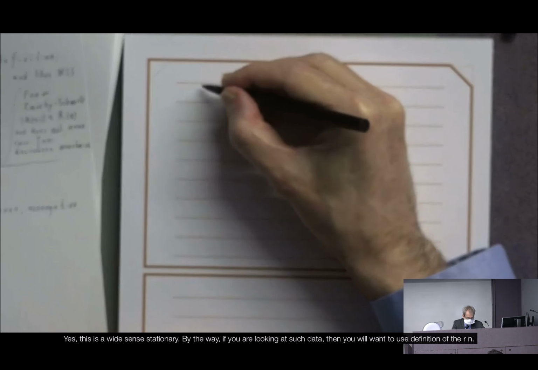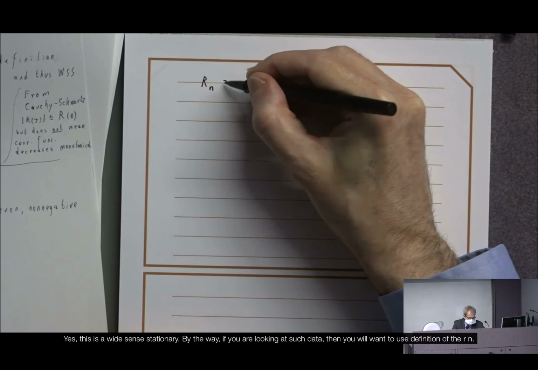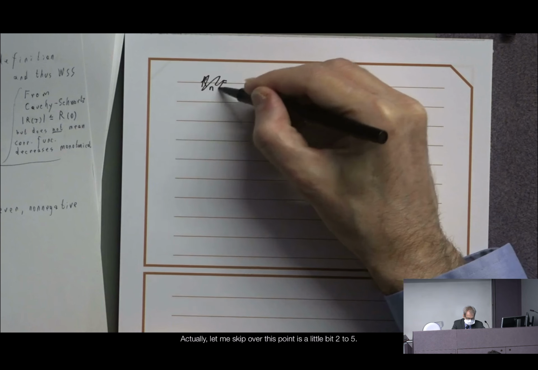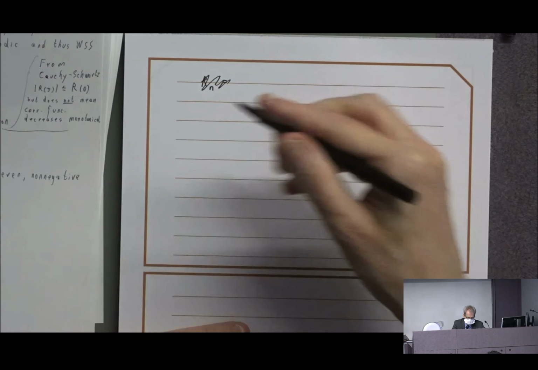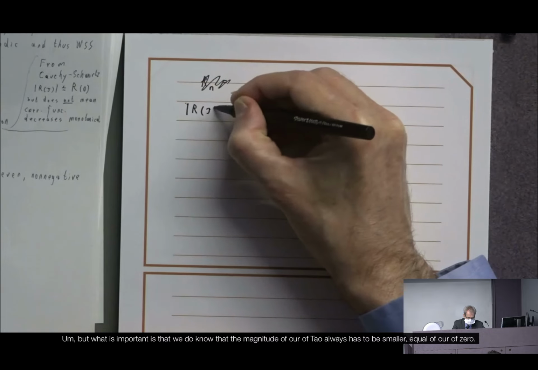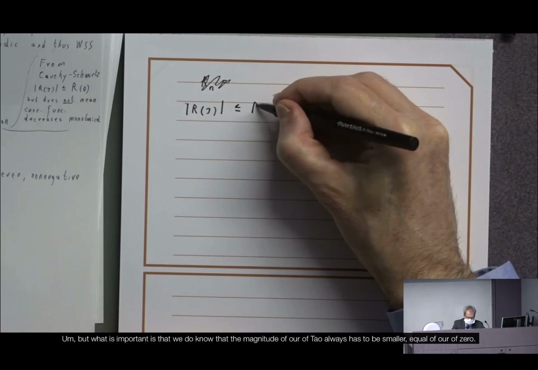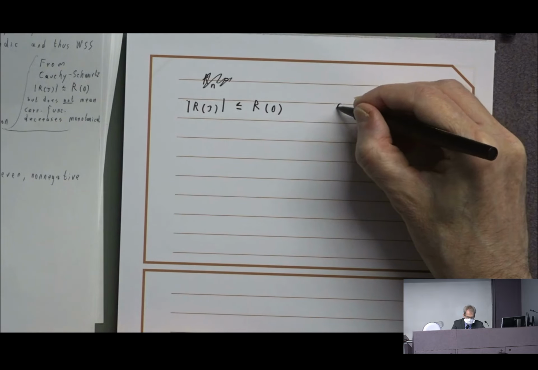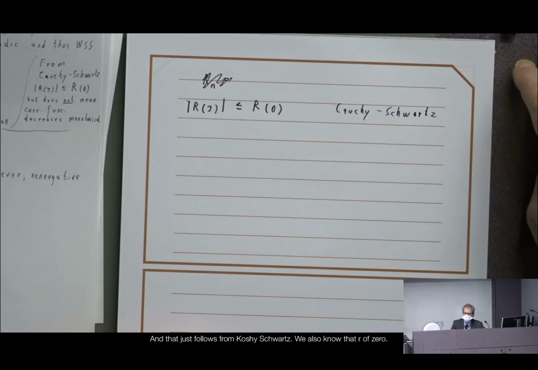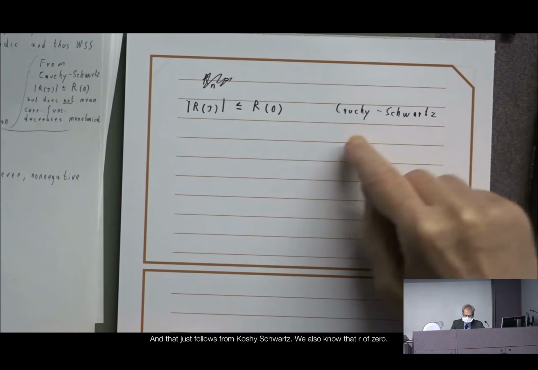By the way, if you're looking at such data, then you will want to use a definition of the R_n that is, sorry, actually, let me skip over that point. This is a little bit too fine. But what is important is that we do know that the magnitude of R of tau always has to be smaller or equal to R of 0. That just follows from Cauchy-Schwarz. We also know that R of 0 is essentially the expected energy.